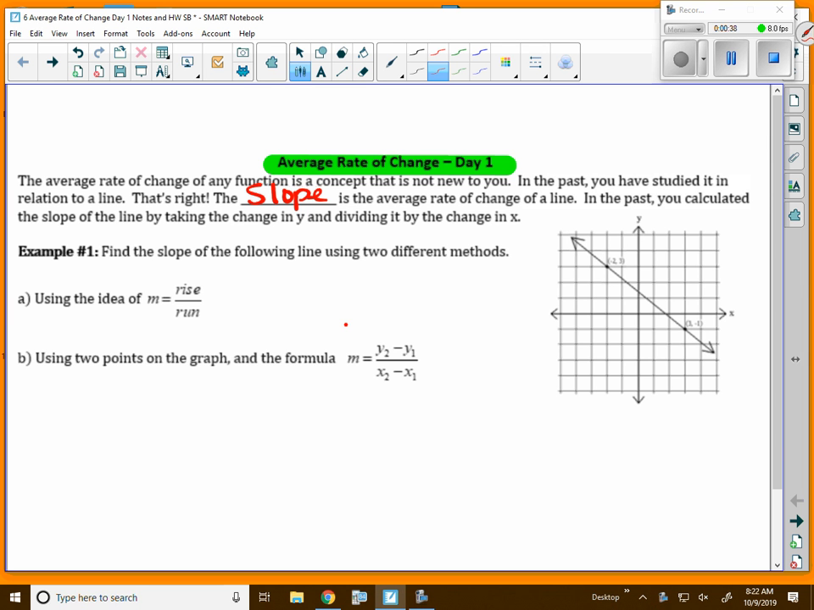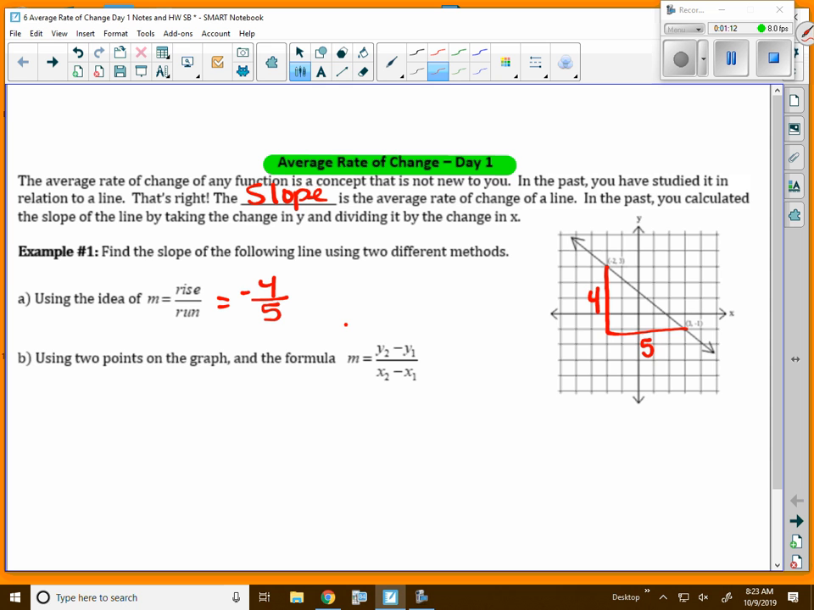Okay, so example 1 says, find the slope of the following line using 2 different methods. So we know when we get slope, we can just count and do rise over run. So if we draw our little triangle box here, it looks like 1, 2, 3, 4 there. Okay, now is that slope positive or negative? Negative. Negative, it's going down from left to right. So based on rise over run, we would have a slope of negative 4 over 5.